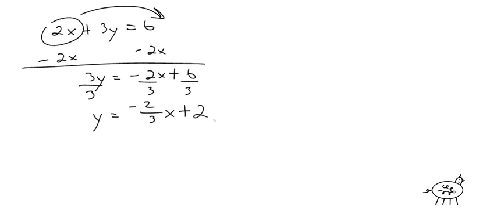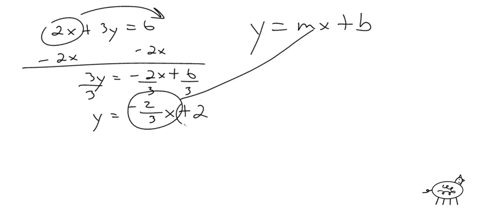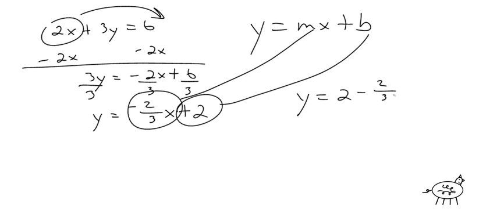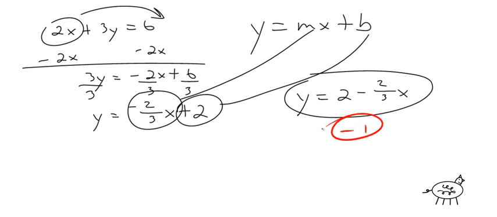Now, this is important, math fans. It needs to be written as y equals mx plus b. So that needs to come first, and that needs to come second. If you wrote it this way, y equals 2 minus 2/3 x, then I would take off 1 point because it's not in slope-intercept form.